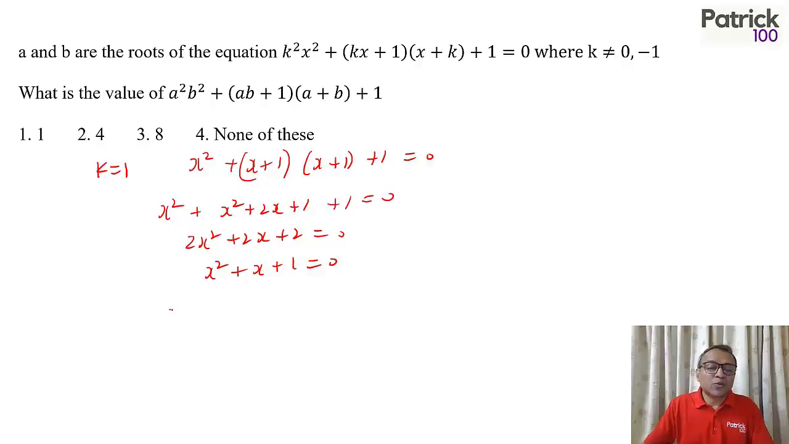A and B are the roots, so product of roots A into B becomes 1, and sum of the roots A plus B will become minus 1. Right? The formula for product of roots and sum of roots. Now this you can substitute out here.